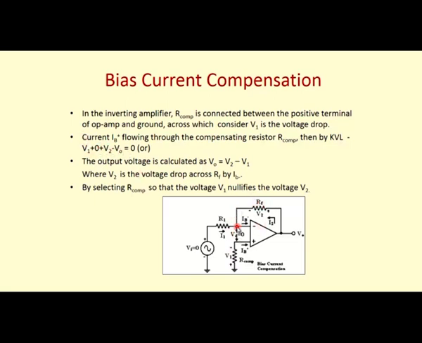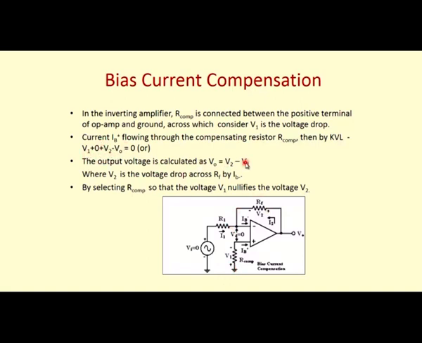Here IB minus is assumed to be flowing in this direction. So, V2 minus V0, because V0 is actually the voltage drop across RF from this direction. So, V2 is reversed with respect to V0. If you take V2 here as positive, then minus V0 will be the direction for the output voltage. So, this is the KVL equation from the ground to the output point.